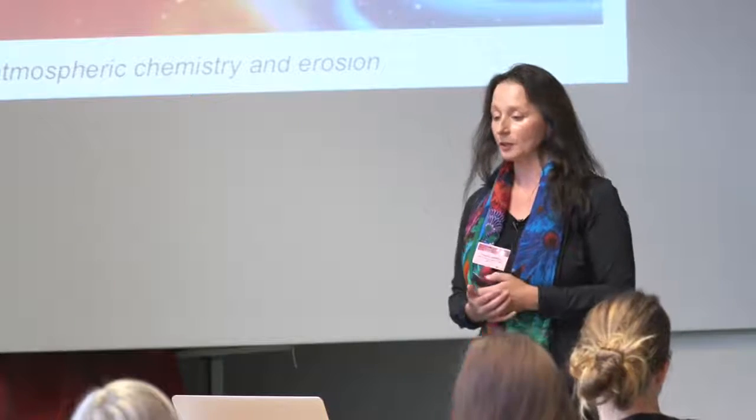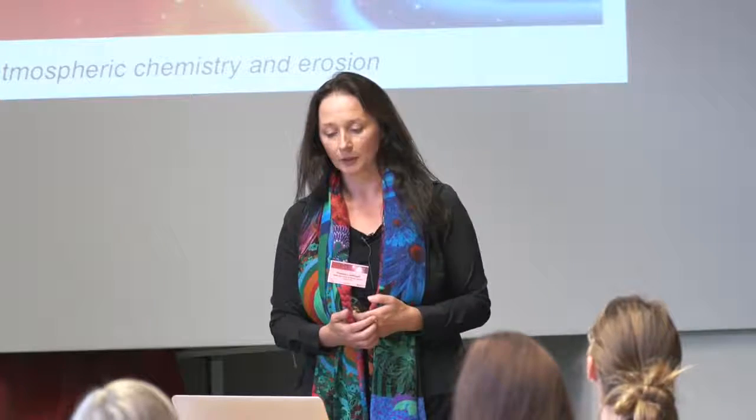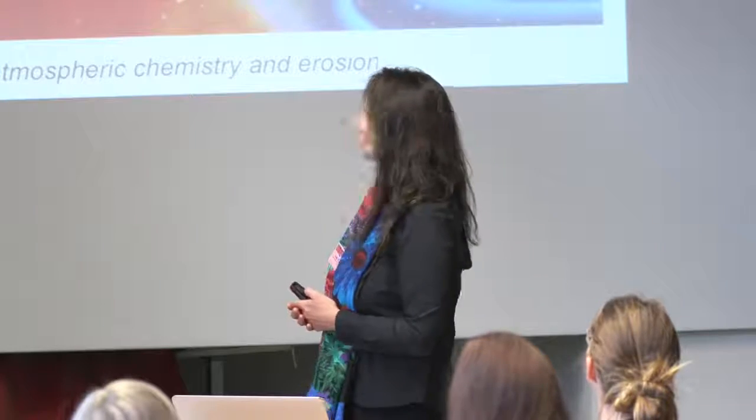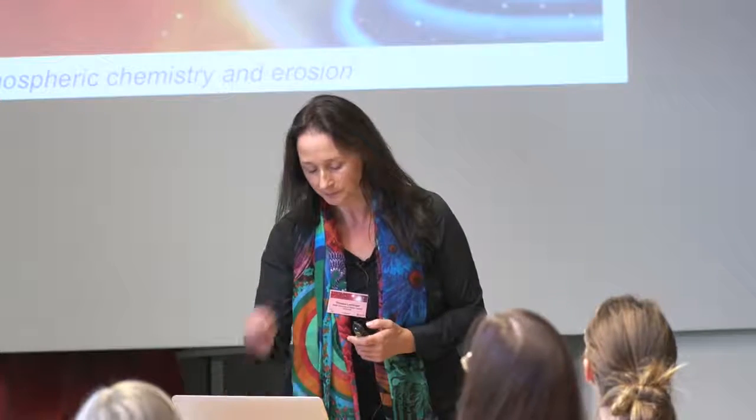As I mentioned already, differential rotation is an excellent mechanism for producing magnetic fields organized on large spatial scales. And the flow with chaotic trajectories, which is produced by turbulence, for example, can act at a small scale as well. When rotation is present, a turbulent flow in a stratified environment can produce a large magnetic field. So this is essentially what is going on inside a solar type star or K stars.